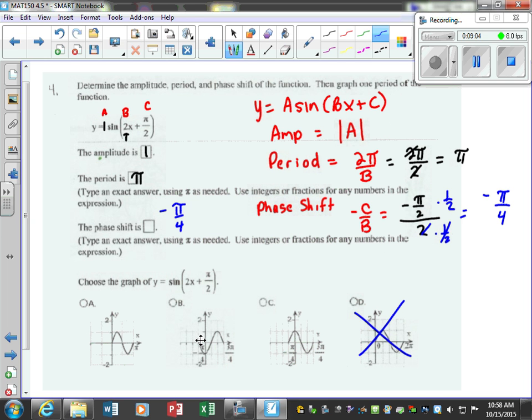So now let's find the one that shifted to the left pi fourths. Looks like both of these are. This one has no shift at all going on. So now determine between B and C, the parent graph of a sine function. Yes, B is a reflective one. Good. So that leaves us with C.